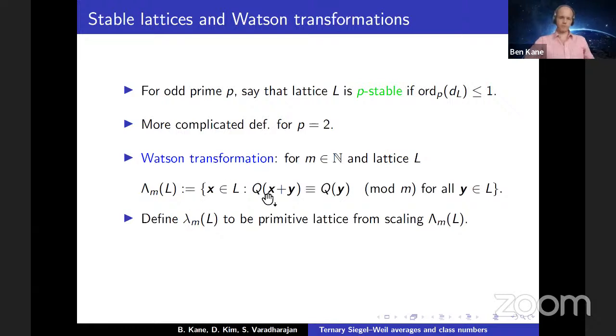And then the Watson transformation gives some lattice that's contained in L, it's smaller than L, and then we scale it. So for instance, it could be that when you take lambda m of L, maybe you get m times L, and then we factor out the m. So we may not have a primitive lattice, we might have something where everything's multiplied by some factor. It has a GCD in some sense. And then we scale by dividing out by that common factor to make it primitive.